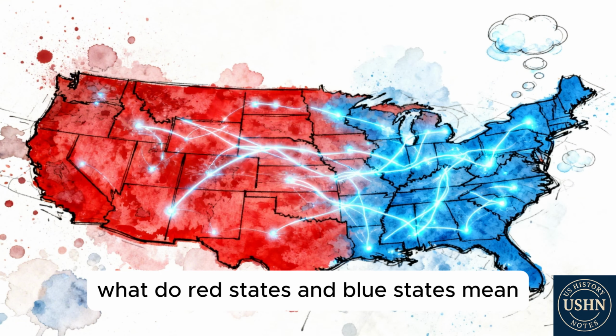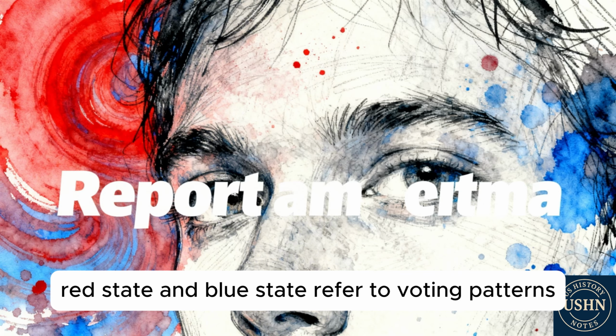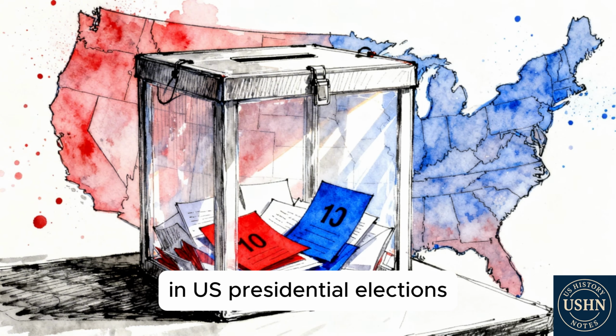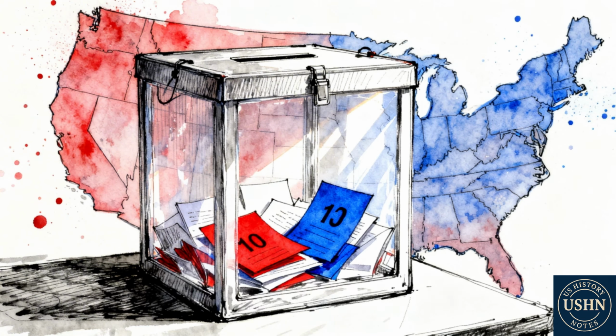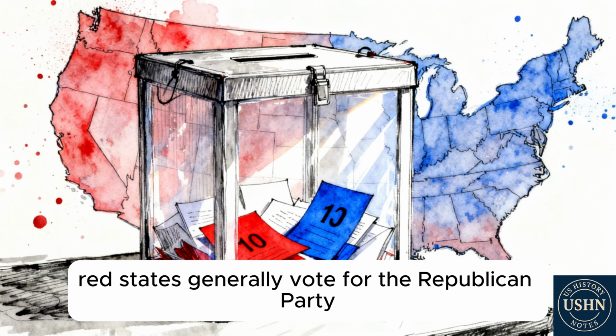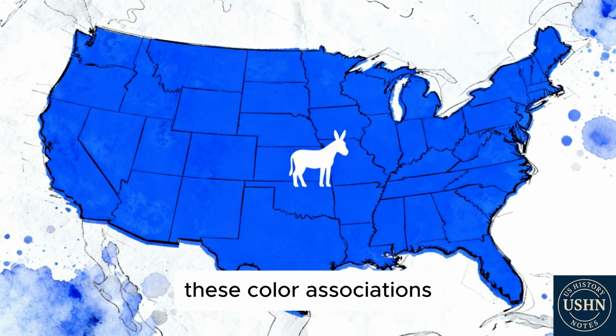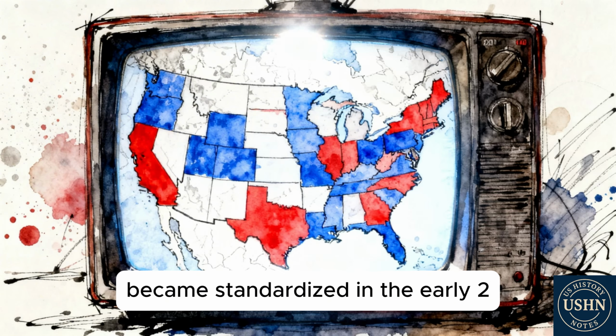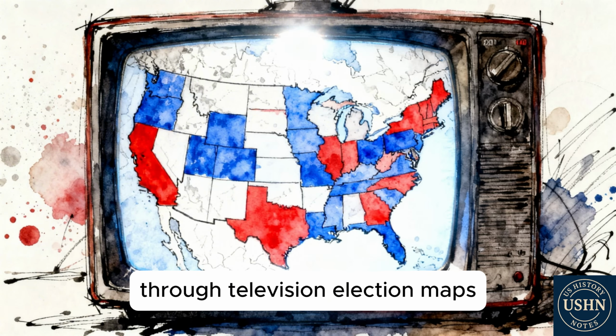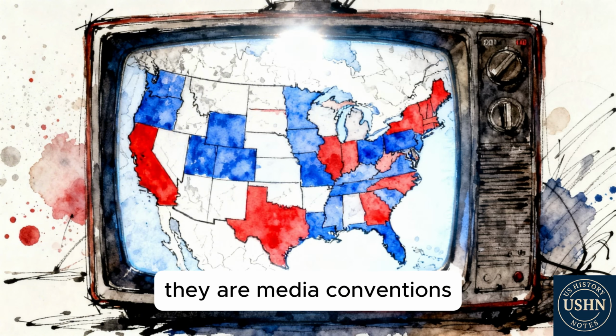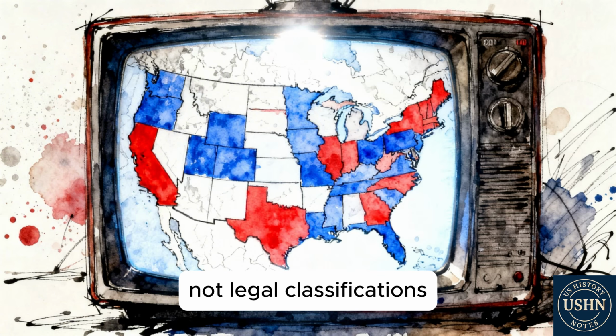What do red states and blue states mean? The terms red state and blue state refer to voting patterns in U.S. presidential elections. Red states generally vote for the Republican Party. Blue states generally vote for the Democratic Party. These color associations became standardized in the early 2000s through television election maps. They are media conventions, not legal classifications.